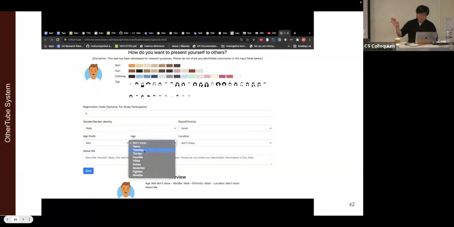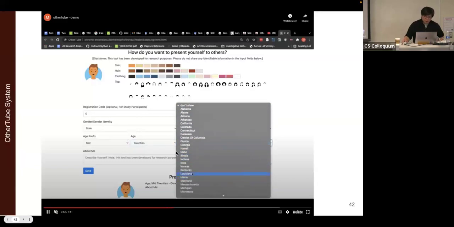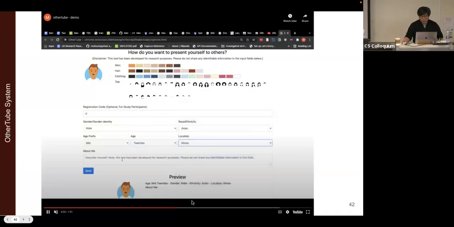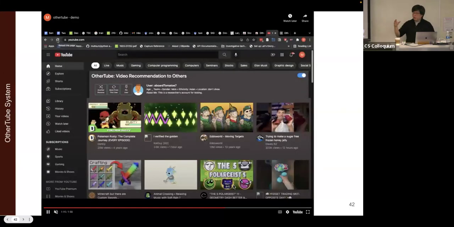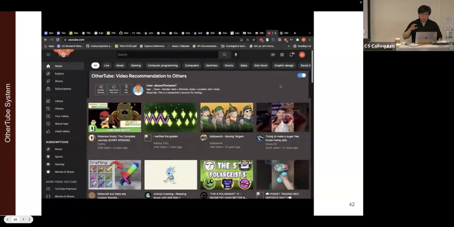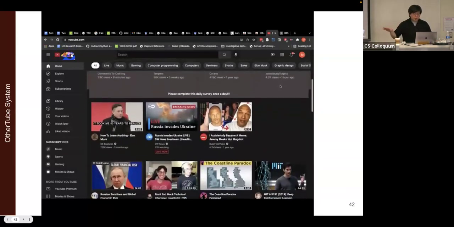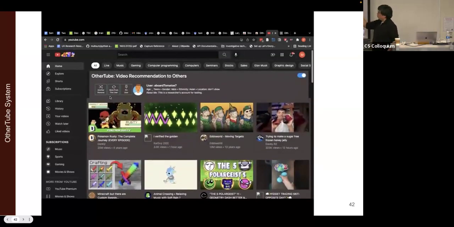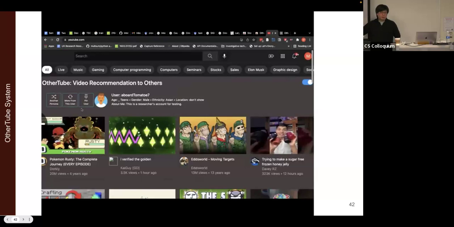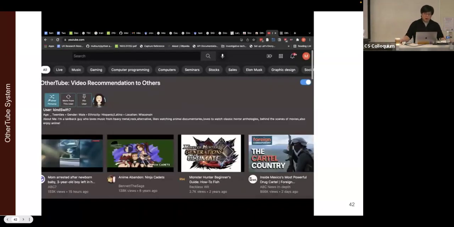So you have to specify your gender, ethnicity, and roughly your age, and where you live, roughly, like Illinois. And then once you log in, you open the refresh page, and on the top you get new recommended videos from other people, and you still get your own recommended videos at the bottom. And there's a button that you keep pressing, so you get another person's set of videos, so that you can go through and browse.